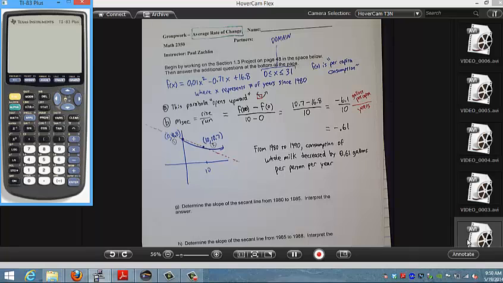But there's a very important word that I screwed up, guys. You want to put a little caret right here. By an average of 0.61 gallons per person per year. I think that's important to understand.